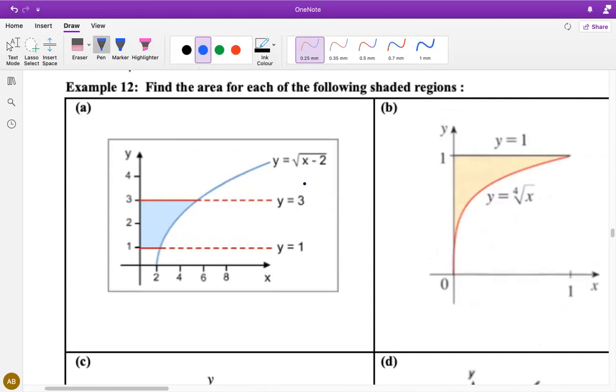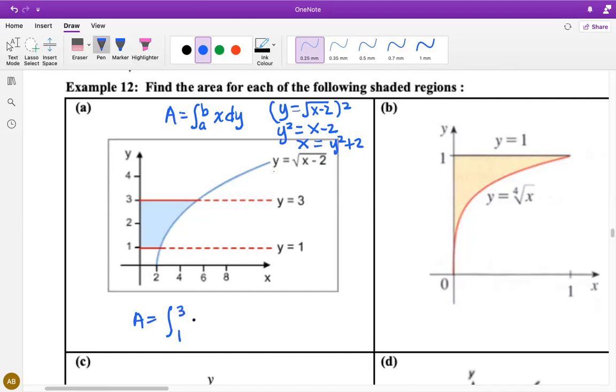So from 1 to 3, the formula is A equals the integral from A to B of x dy. Now we have y equals square root of x minus 2. So what we do is square both sides. So you get y squared equals x minus 2, so x equals y squared plus 2. Therefore, now I can find my area. The blue area is from 1 to 3, so x dy, which is equivalent to the integral from 1 to 3 of y squared plus 2 dy.